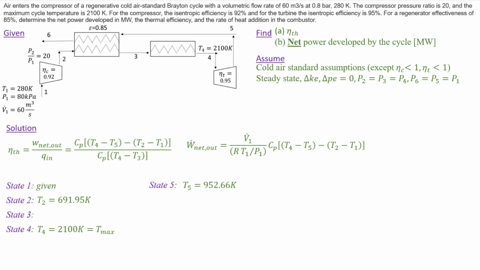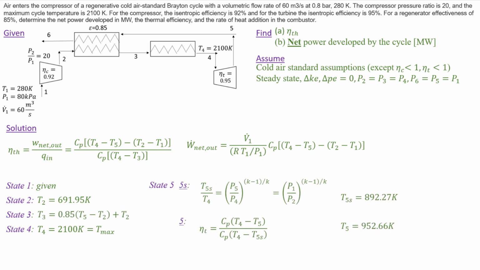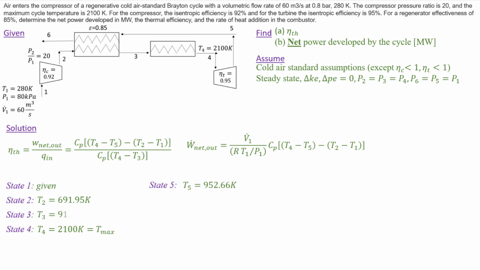All right, let's keep on going. So we've got state 5. We can plug in the numbers at state 3. Now that we have state 5, we can calculate what T3 is, so 913.55 Kelvin. And if we really want to, we can calculate state 6 based off of the regenerator effectiveness. So it's the actual heat transferred over the maximum heat transferred by regeneration.